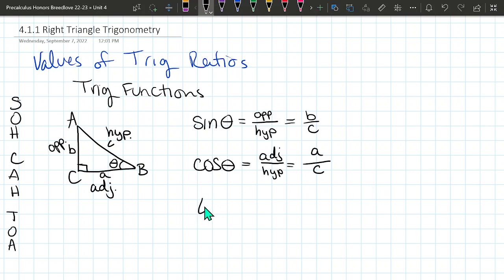And then we have tangent theta. Tangent is the ratio that does not involve the hypotenuse. It's only looking at the legs, opposite over adjacent. Opposite over adjacent. So here it is B over A. Alright, so these are the trig functions, and there's their ratio value.